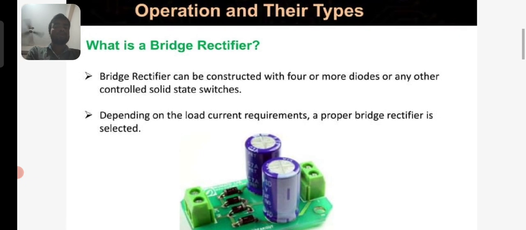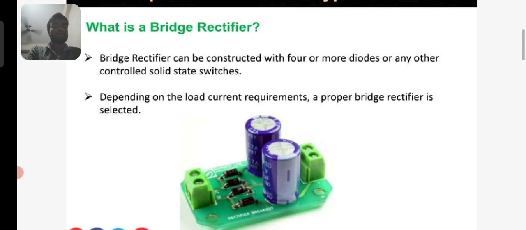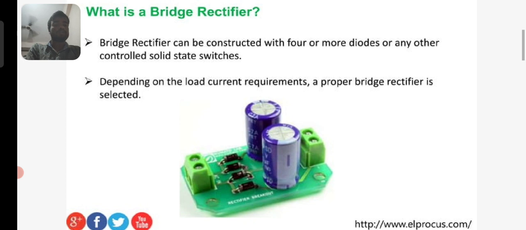A bridge rectifier can be connected with 4 or more diodes or other controlled solid state switches depending on the load current requirements. A proper bridge rectifier is selected. Here is a picture of a bridge rectifier, having 2 capacitors and 4 diodes.